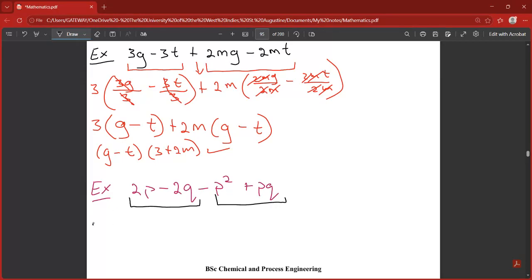Well, the number 2 is common, so you take a positive 2. Nothing else, so you open bracket. You say 2p divided by 2, for your minus sign 2q divided by 2, close bracket.